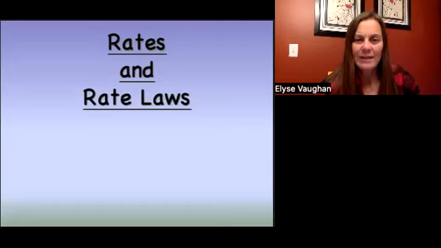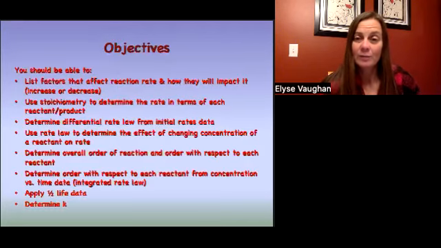Today we're talking about rates of reaction and rate laws. And these two things are very closely related. And so we're going to learn how to distinguish between a reaction rate, a differential rate law, and an integrated rate law. We're going to be able to discuss those factors that increase or decrease the rate of reaction.